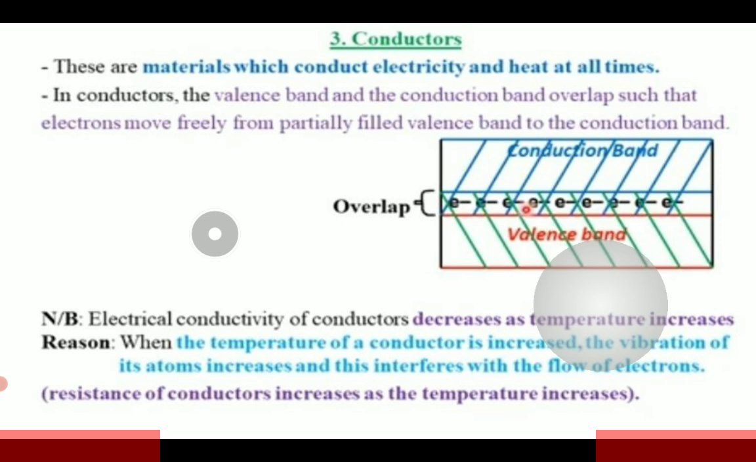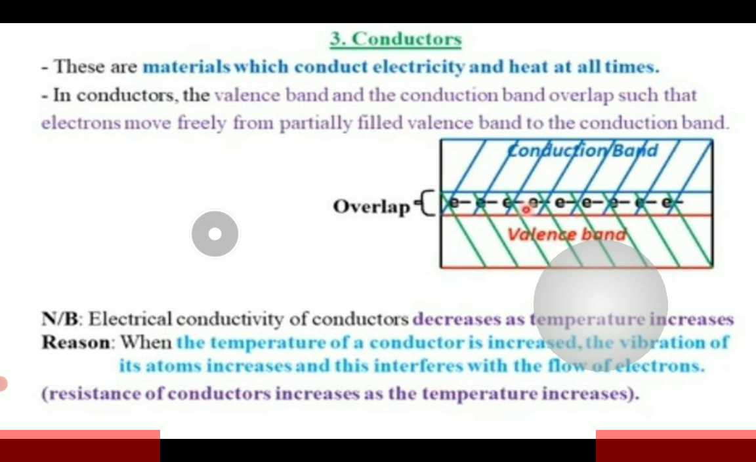because there is no gap, there's no separation between valence band and conduction band. Therefore, electrons can easily move from valence band to conduction band without having to be interfered with.